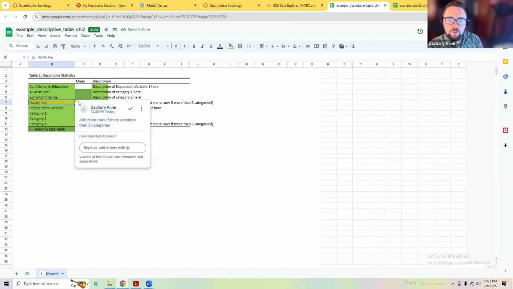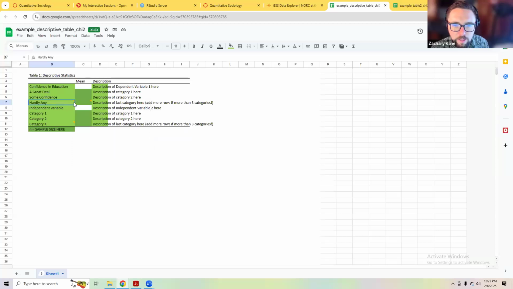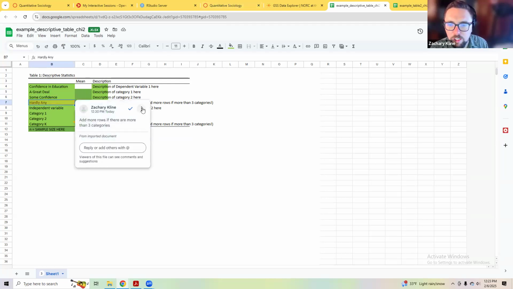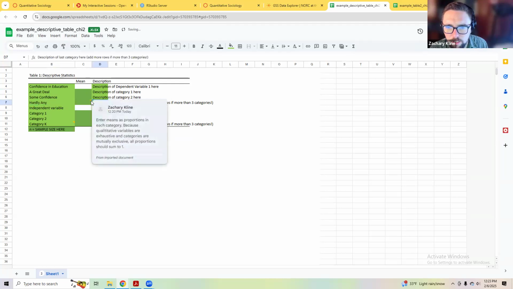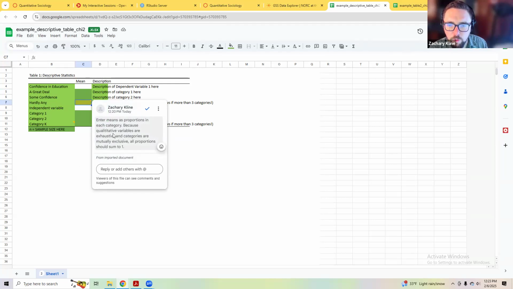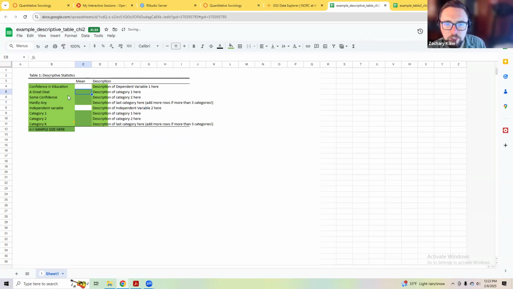Now, we're going to add more rows or categories if there's more than 3. I'll show what this means in the next variable. But for this one, there are actually 3 categories, so it matches up pretty well. So we can actually go ahead and delete that comment. Does that work? Yeah. All right. So enter means is proportions for each category. Our qualitative variables should be exhaustive and mutually exclusive, so all proportions should sum to 1. All right, so we'll get rid of that for now. I'll show what this means.